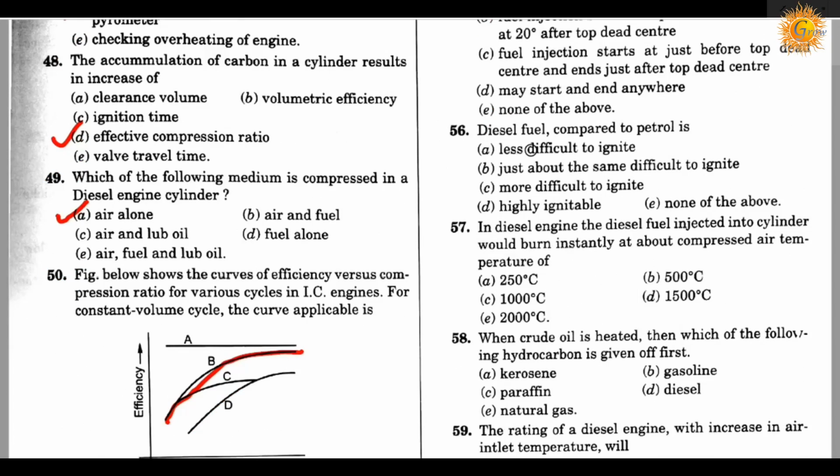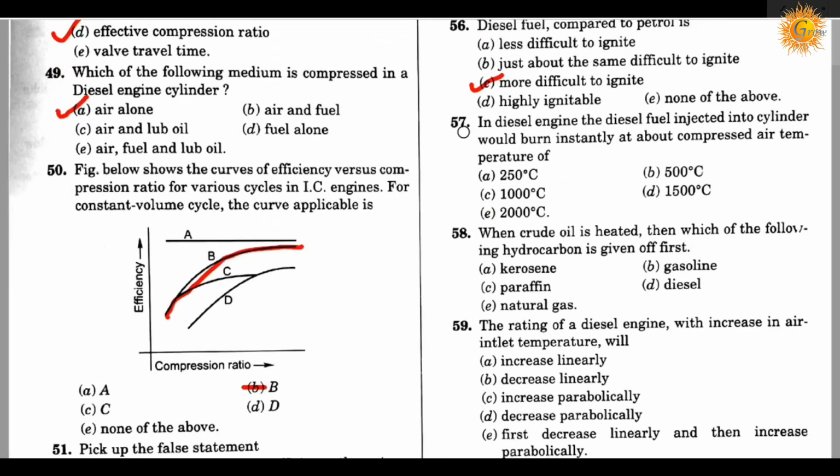Question number 56. Diesel fuel compared to petrol is option A, less difficult to ignite, option B, just about the same difficult to ignite, option C, more difficult to ignite, option D, highly ignitable, option E, none of the above. So the correct answer is C, more difficult to ignite, because diesel is more difficult to ignite.